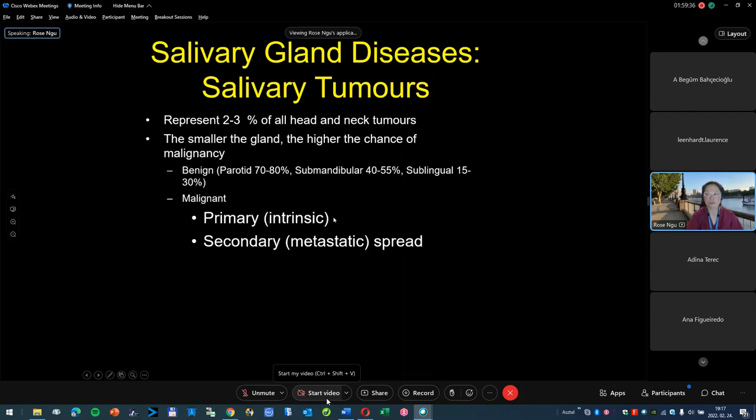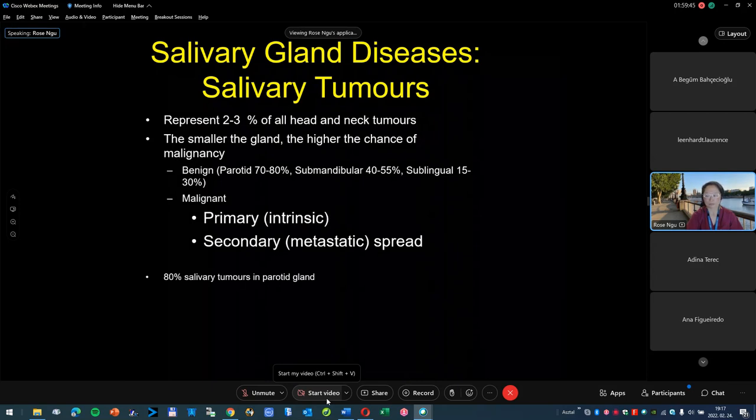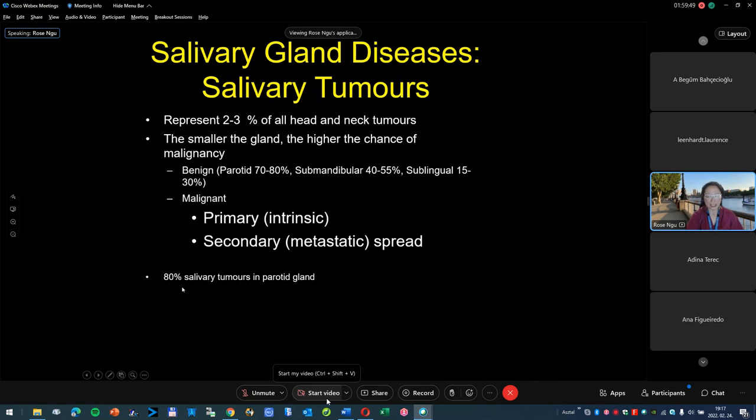Okay, so you have the primary salivary gland tumor. You can also have the secondary, the metastatic spread of tumor into the gland. All right. So these are the simple rules. 80% of the salivary tumors tend to be found in the parotid gland. 80% of them tend to be in the superficial lobe. 80% of the parotid tumors tend to be benign. And 80% of the benign tumors tend to be pleomorphic adenoma. So really simple 80% rule.